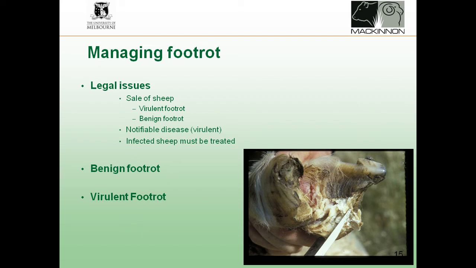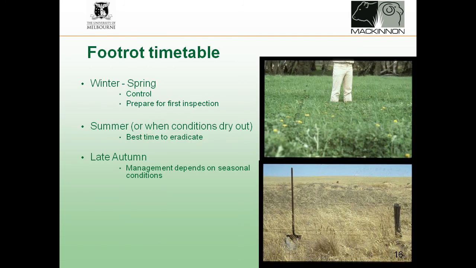But it is really important to recognise when foot rot is active: the winter and spring, when foot rot needs to be controlled with foot bathing if you've got it on your farm. Summer, that's when you eradicate if you've got virulent foot rot. That's your window when it's totally dry. If it's a really wet summer, you might abandon ship and control it for a year before you get back into it. Late autumn really depends on the season. If it's a late break, you won't see much in autumn at all, and that's what's been the case here.